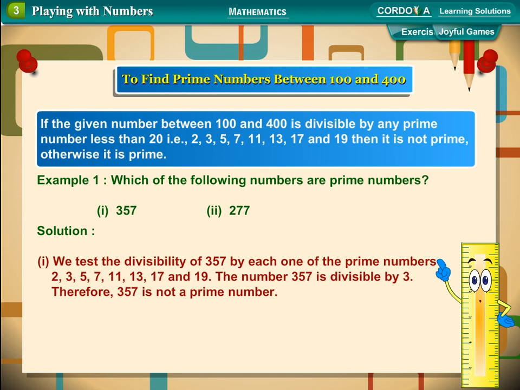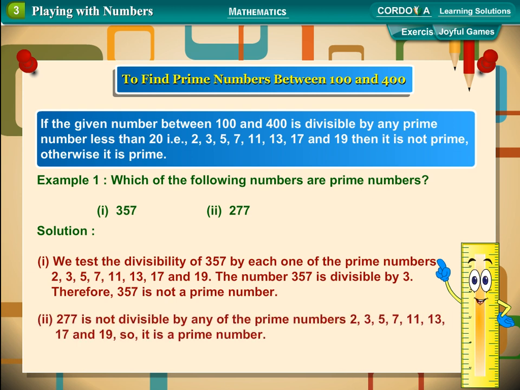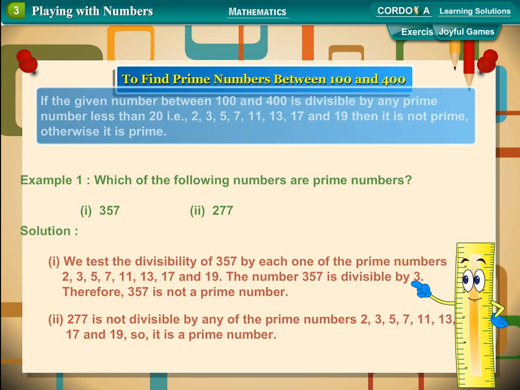We test the divisibility of 357 by each one of the prime numbers 2, 3, 5, 7, 11, 13, 17 and 19. The number 357 is divisible by 3. Therefore, 357 is not a prime number. 277 is not divisible by any of the prime numbers 2, 3, 5, 7, 11, 13, 17 and 19. So it is a prime number.